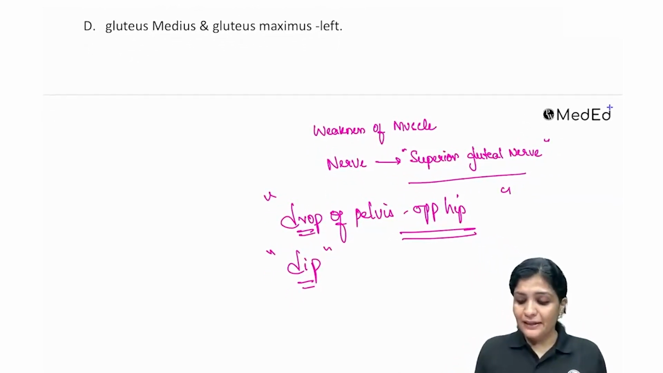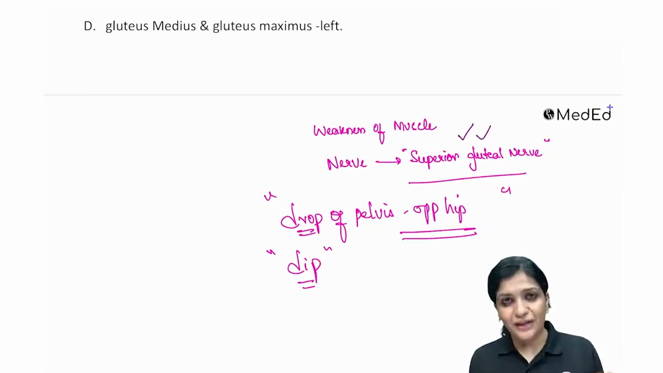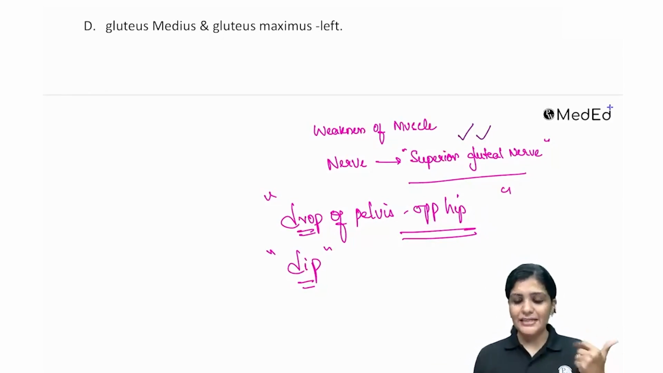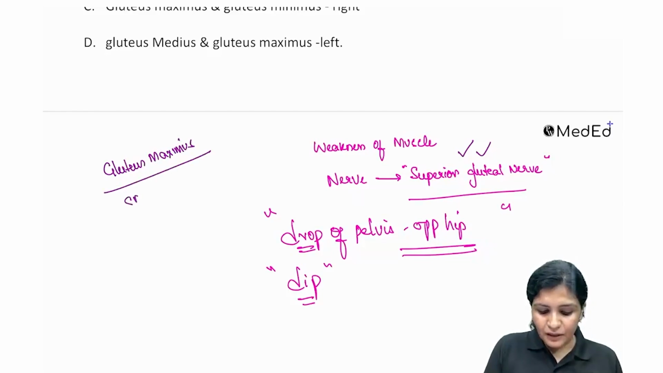And one more important thing is they ask the nerve supply. So what is the nerve supply? The superior gluteal nerve, which supplies the gluteus medius and the gluteus minimus. Then what is gluteus maximus? Gluteus maximus is one more important muscle which is supplied by the inferior gluteal nerve, that is the nerve supply. And what is the action of this?